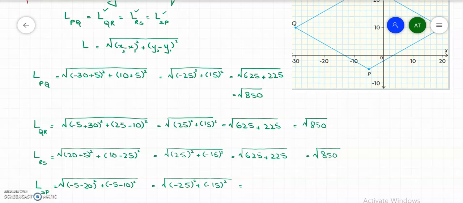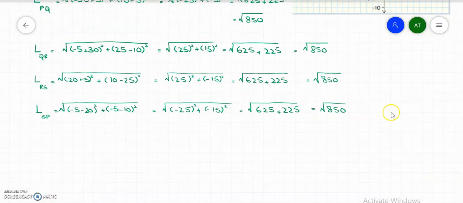Right, and that is equal to 625 plus 225. When you add both of them, we have got the same side length, that is equal to the square root of 850. So we can see that all the side lengths are the same, that is square root of 850, right? So we are done with step 1. Let's go to step 2.